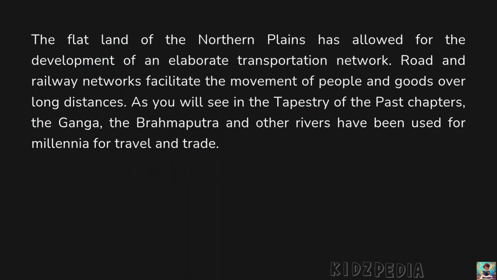The flat land of the northern plains has allowed for the development of an elaborate transportation network. Road and railway networks facilitate the movement of people and goods over long distances. As you will see in the tapestry of the past chapters, the Ganga, the Brahmaputra and other rivers have been used for millennia for travel and trade.